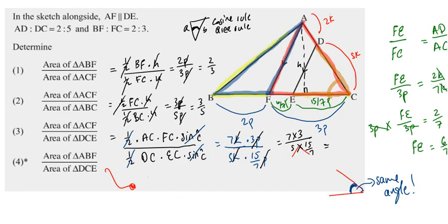Can you look at it? Give it a thought. How can we get the area of ABF?